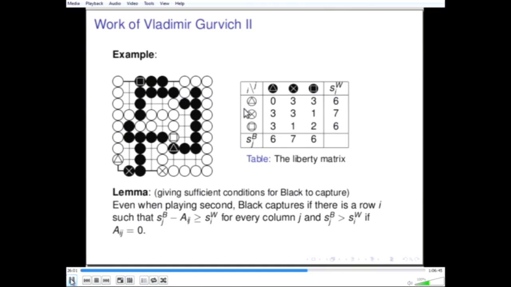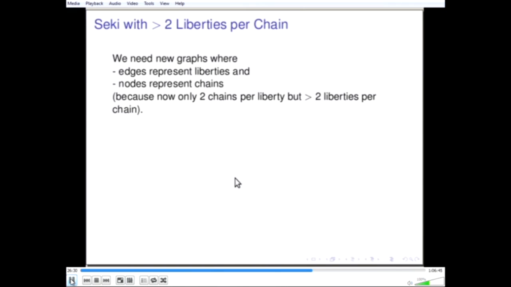So we see that these chains have not all the same number of liberties, and also the black chains may have different numbers of liberties. By the way, this is a useful lemma given by Vladimir Gurevich about sufficient conditions for one chain being captured and not having a chance. So, let us consider then chains with more than two liberties.